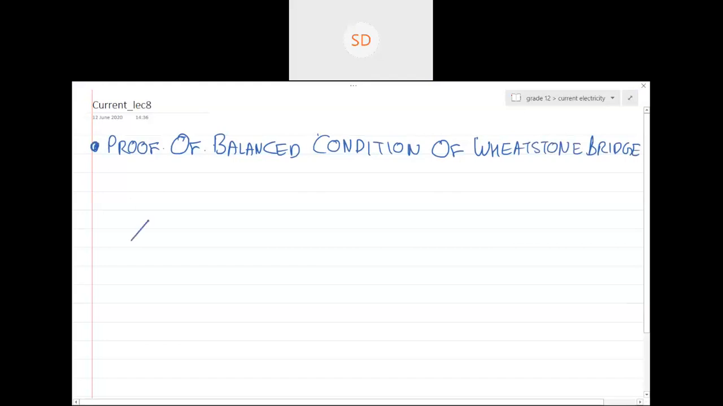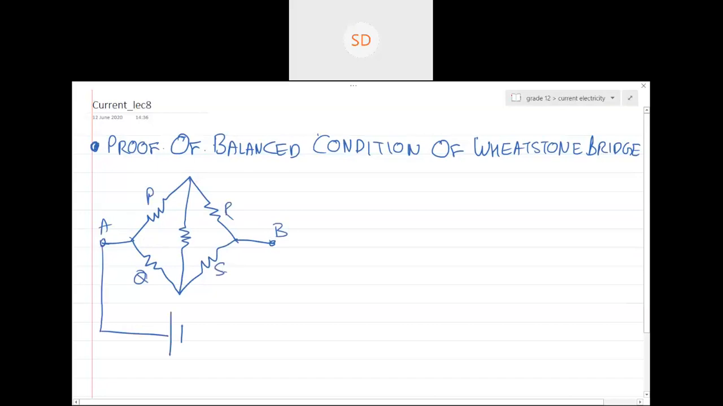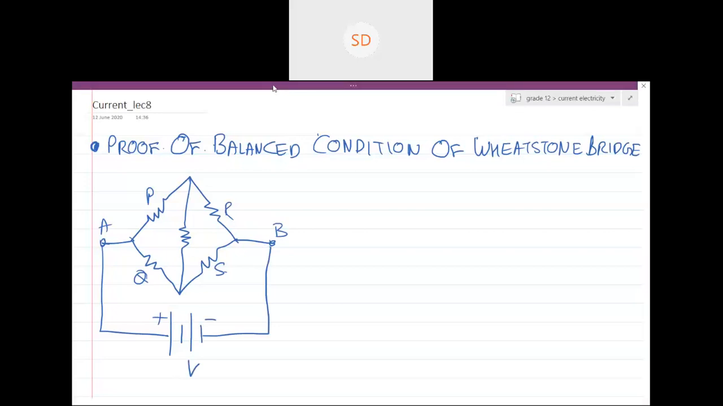So let us consider a Wheatstone bridge like this, in which five resistors are connected as shown. Let's name those resistances P, Q, R, S and the galvanometer. Let's say it is connected to a battery of V volts. Can anyone distribute the current?